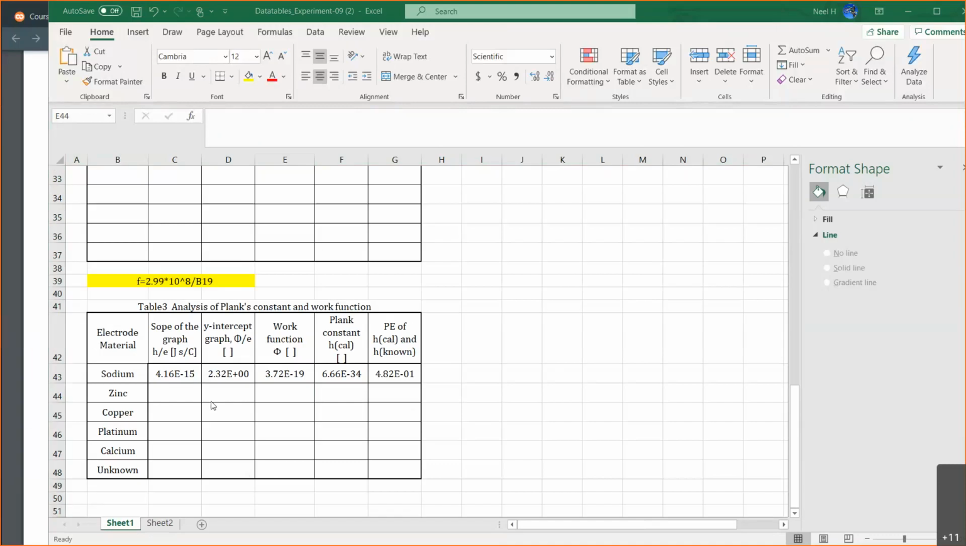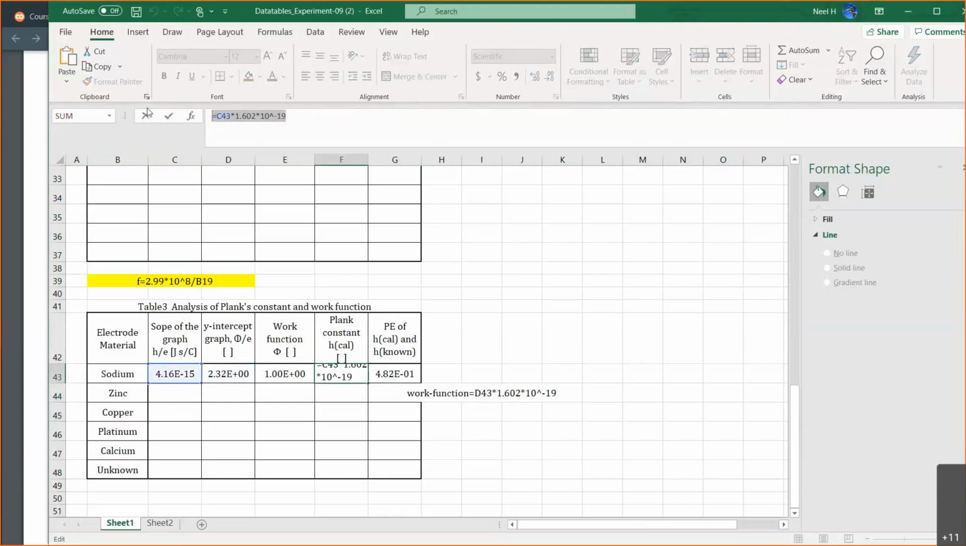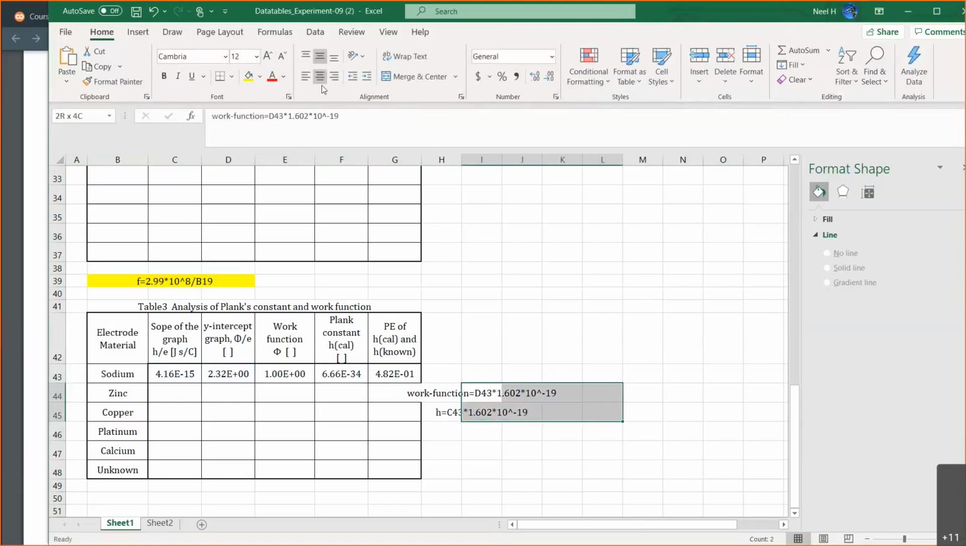Yeah, let's copy paste all of this function. You need the function for here, the work function, this one. Just write it down here. Work function, and also you need the Planck constant calculation, this one, that is just H. And also the percentage error.